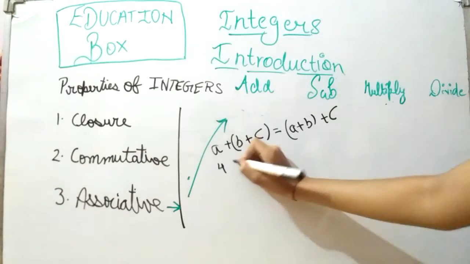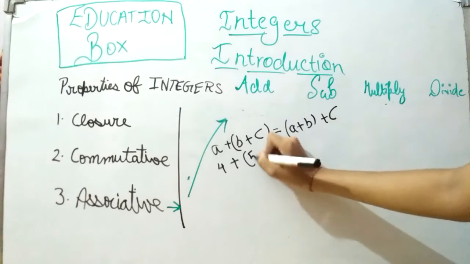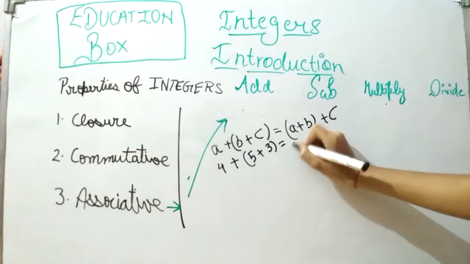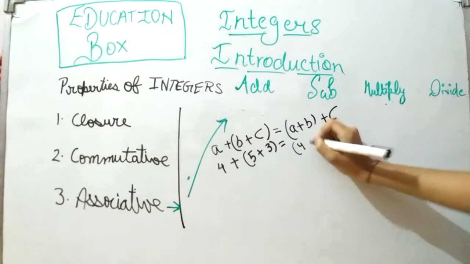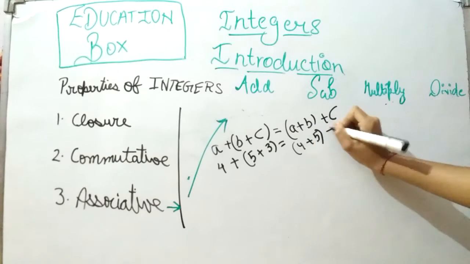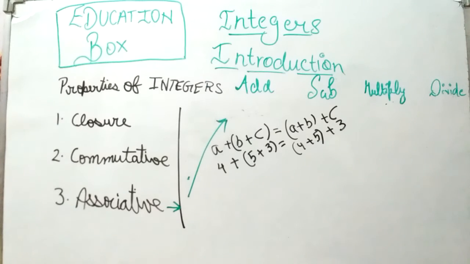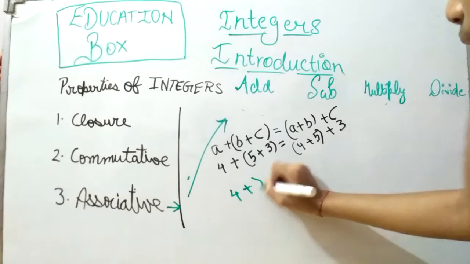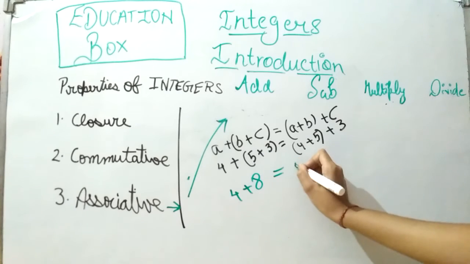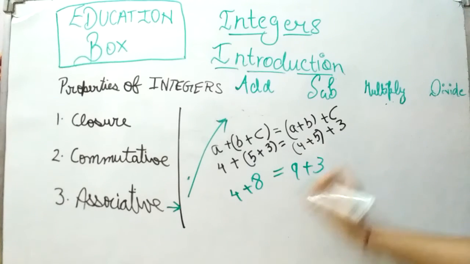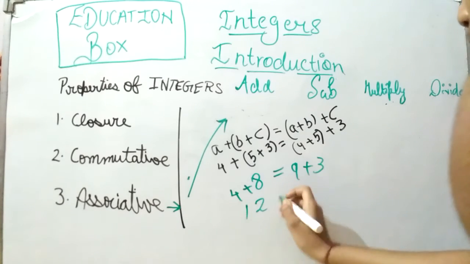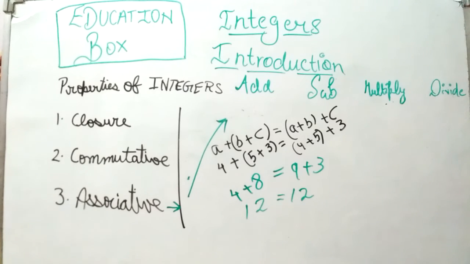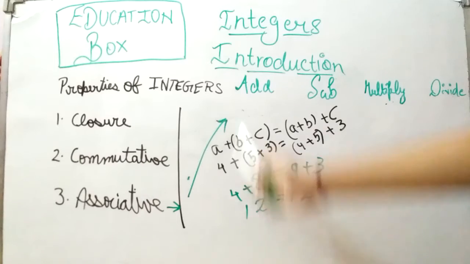If we add 4 plus bracket 5 plus 3, we put the value of A as 4, B's value as 5 and C's value as 3. Now let's check the answer. 5 plus 3 is 8, and 4 plus 8 is 12. And it will also equal 4 plus 5 is 9, plus 3, 12. So we can say that the associative property holds in addition.